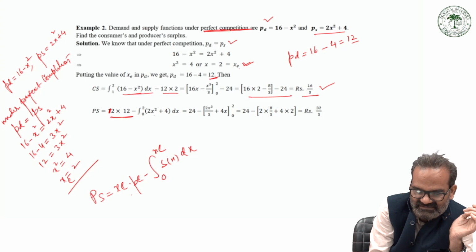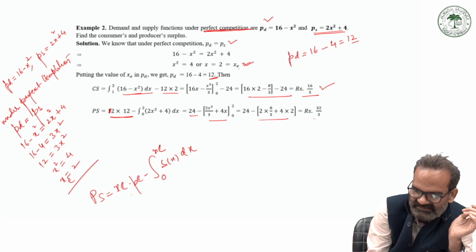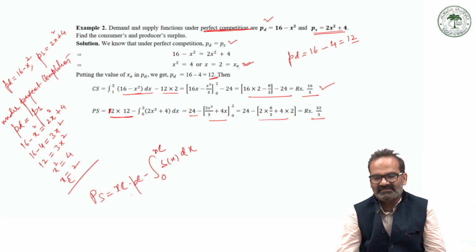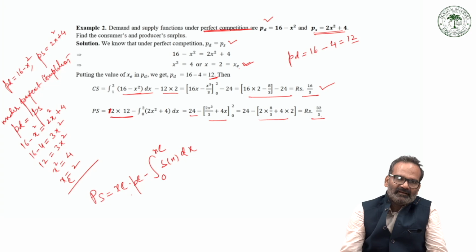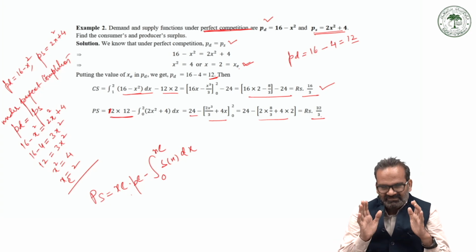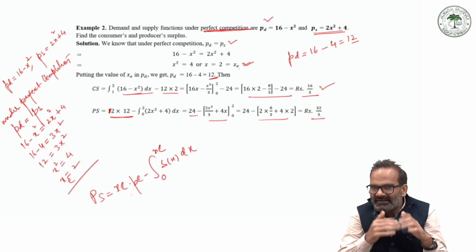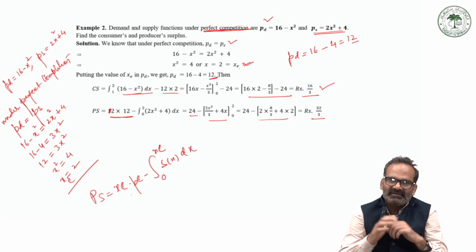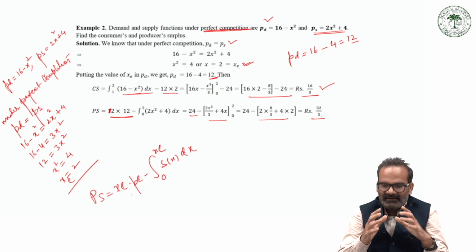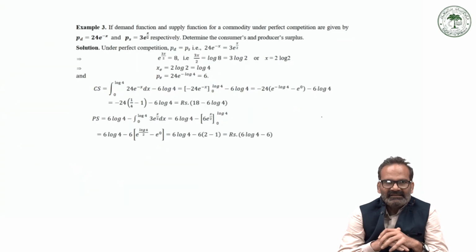From 0 to 2, 2x square plus 4, this is your supply function, right? This is 12 into 2, 24. Integrate this: 2x cubed by 3 plus 4x. Now substitute these limits and then simplify it, you will get rupees 32 by 3 as producer surplus. So this is how you can determine the consumer and producer surplus both in a single question as per the given data.